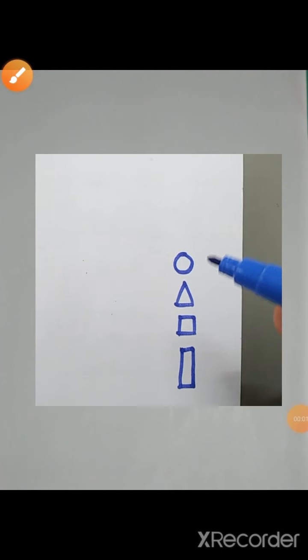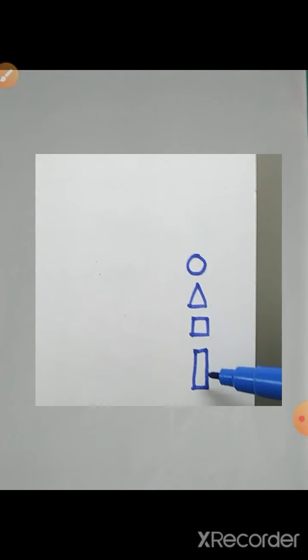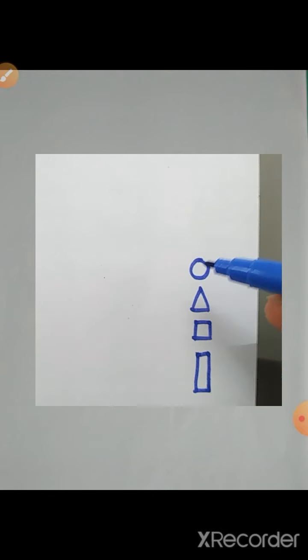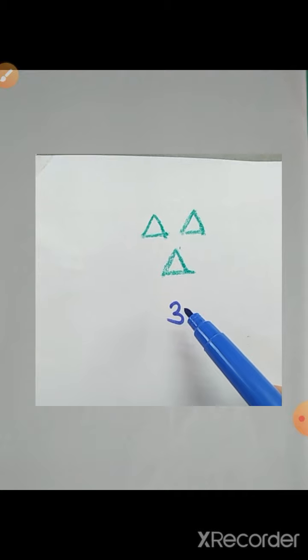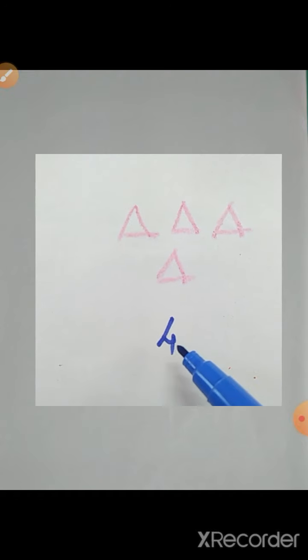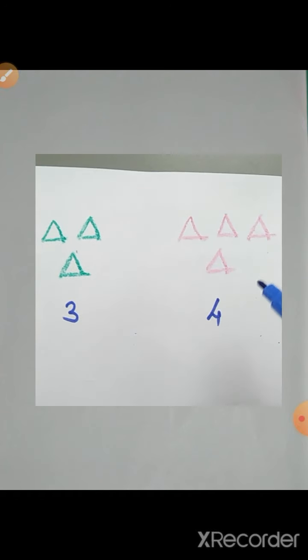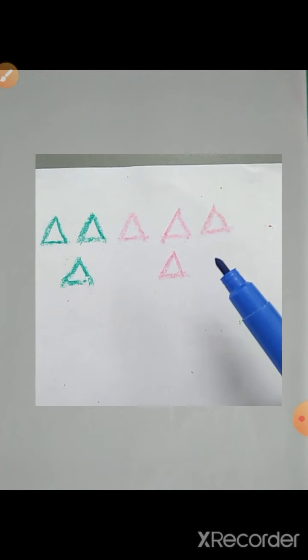Children, you have studied about these shapes in standard 1. You know this is a circle, this is a triangle, this is a square, and this is a rectangle. Using any of these shapes, we can explain the order property, children. So take any two crayons. As you can see here, I have drawn 3 triangles with the green color. So you can also draw with me. Then I have drawn 4 pink triangles. And now what we are going to do, we are going to put these green and pink triangles together. See here, I have put them together, 3 green and 4 pink triangles.